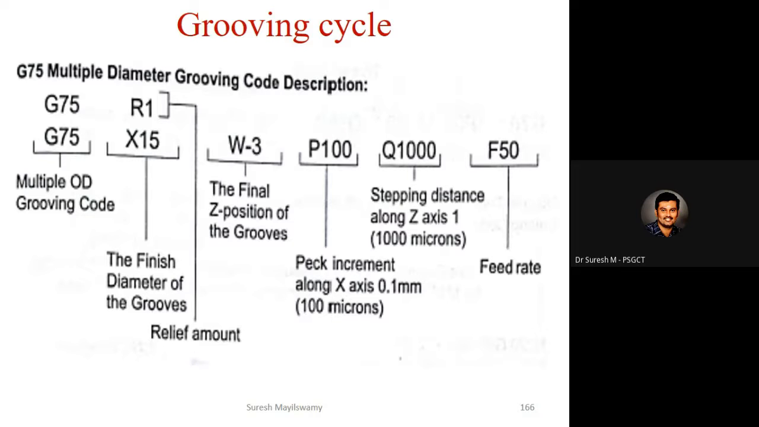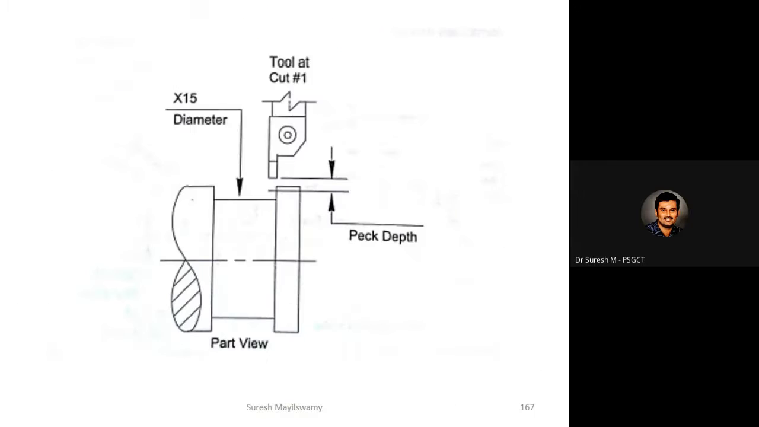Then the next one is P and Q. P is the peck increment. The x-axis increment is called the peck increment, and the z-axis distance is called the stepping distance. So the x-axis distance is given in P, and the z-axis distance is given in Q. And F is the feed rate for this particular grooving operation. And this is the illustration of a grooving operation.